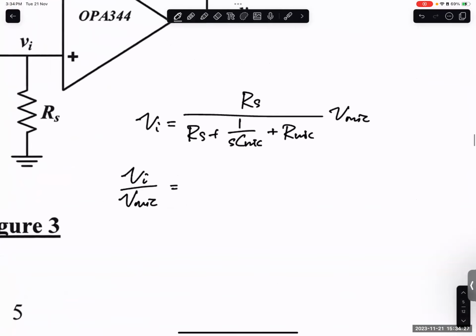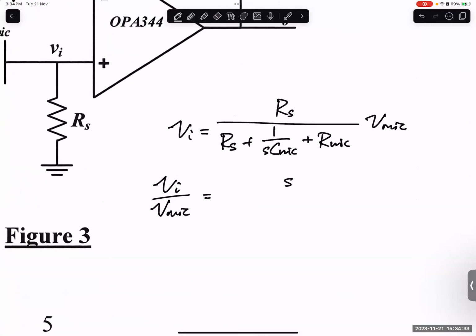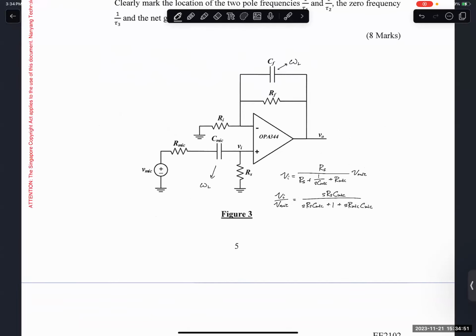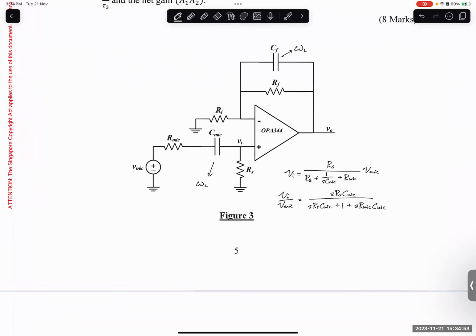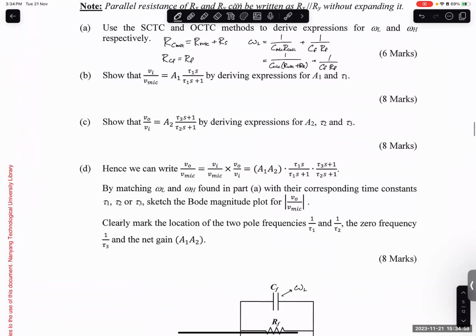Yeah, correct. Okay, but because the R_S looks a bit confusing, I multiply by s R_S C_mic divided by s R_S C_mic, plus 1 plus s R_mic C_mic. Okay, that's it. I just multiply by s R_S C_mic.